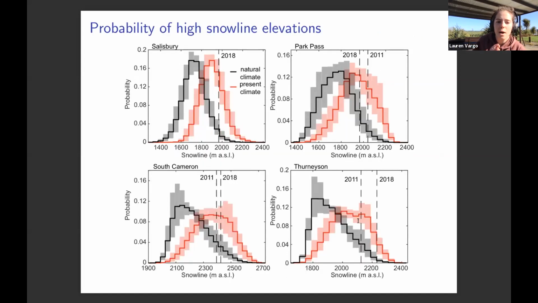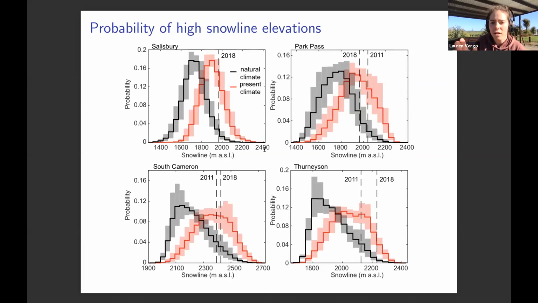And so those were the two glaciers with measured mass balance. Here are snowline elevations. So we were able to show that we could use the same method for snowline elevations. It didn't work quite as well, and that's because snowlines aren't a perfect proxy for glacier mass change.